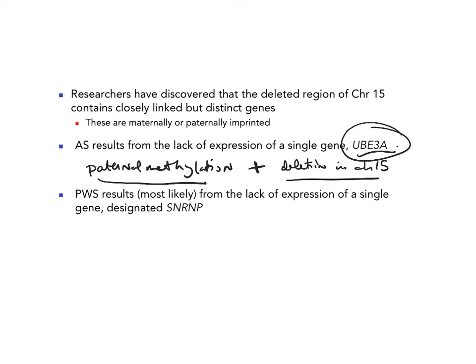And if you get this deletion in chromosome 15 from the mother, or you get a chromosome 15 that has a deletion from the mother, then you don't have a functioning or working UBE3A gene that can be transcribed to produce that protein. Now, PWS results from the lack of expression of this gene, SNRPN.